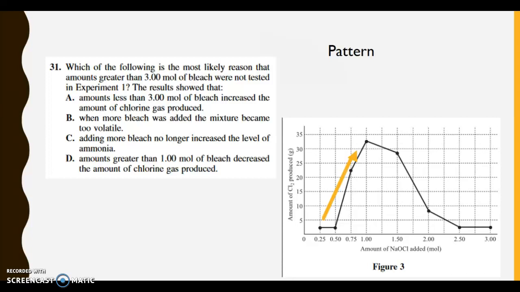Between 0.25 moles and 1 mole, we see a huge increase in the amount of chlorine that's being produced. And then as we go from 1 mole of bleach down to 2.5 moles, we see a decrease. So we sort of peaked and then came back down. After 2.5 moles, our results taper off, and so we can make a prediction that we will be continuing along that same line. So there's really no need for us to test it after 2.5, 3 moles. Which gives us answer choice C. Adding more bleach no longer increased the level of ammonia.